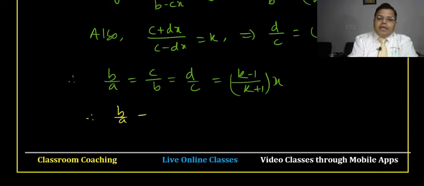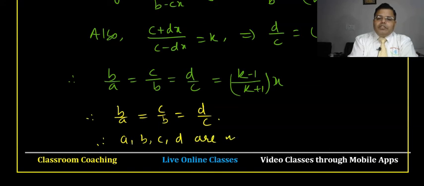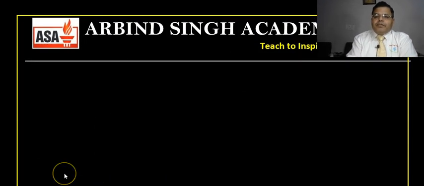Since b by a is equal to c by b is equal to d by c, therefore a, b, c, d are in GP, and that will be the answer, the solution of this question. So I hope you got it. Let's solve one more question, that is a very interesting and important one also.